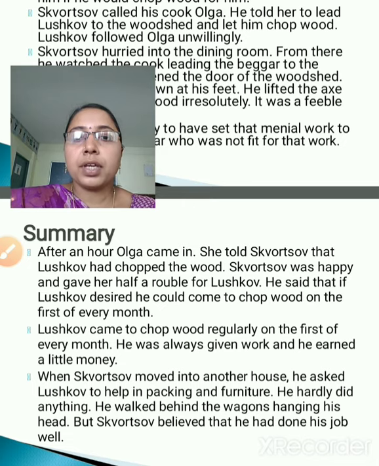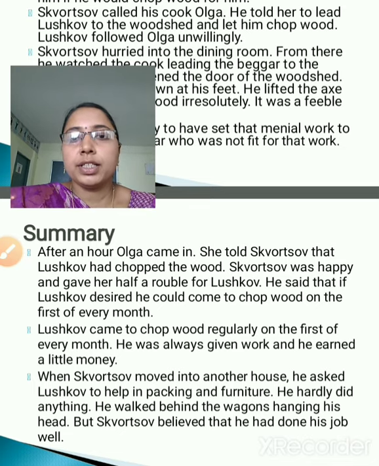Now Lashkov came to chop wood regularly on the first of every month, and he was always given work and he earned a little money now. Now he is earning money, and for surviving, he is not telling lies now.